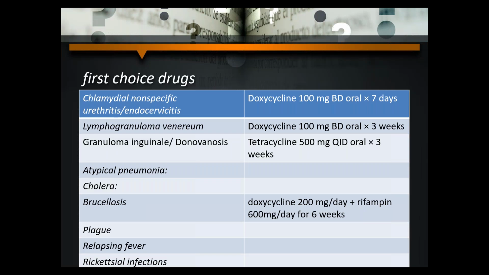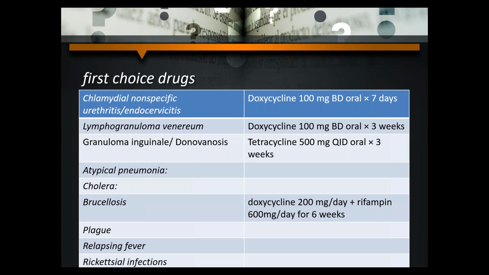So based on this, this is the first choice of drugs for chlamydial non-specific urethritis, endocervicitis. Especially for urethritis, epididymitis, we'll go for gonococcal only. First cause is gonococcal, but Chlamydia is the non-gonococcal cause. Okay. Here doxycycline 100 milligram twice a day for 7 days will be given, and for the other infections like lymphogranuloma venereum, here also doxycycline. Granuloma inguinale, okay, you know, inguinal infection of granuloma, donovanosis.